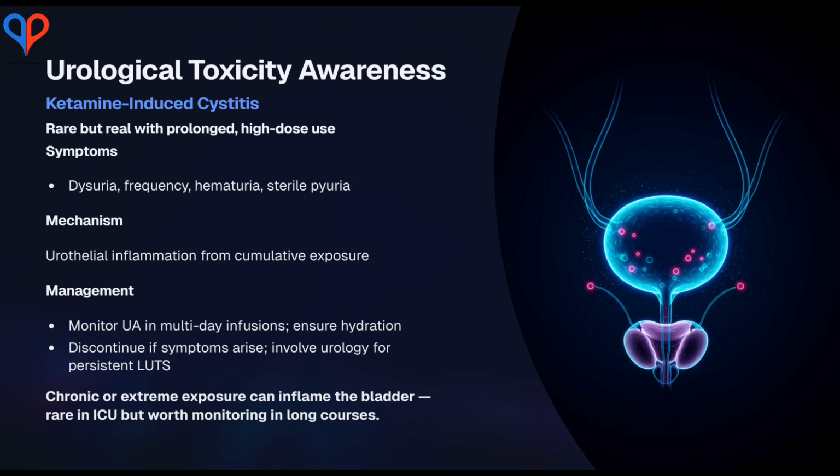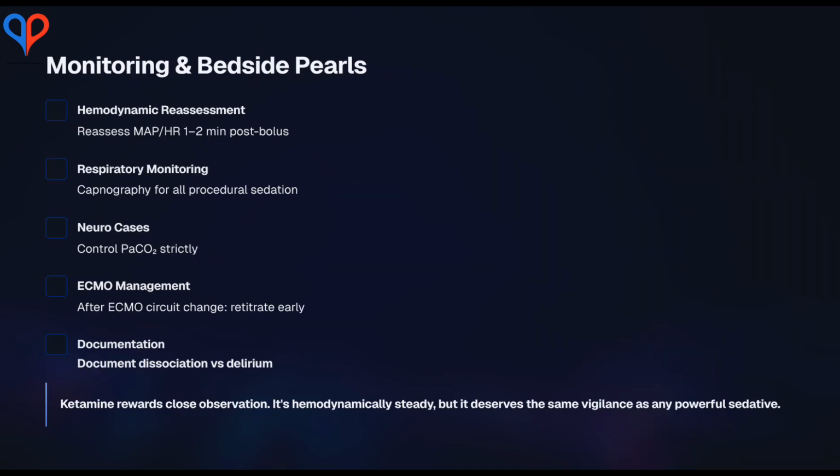Although rare in the ICU, urological toxicity can occur with long-term, high-dose exposure. Ketamine-induced cystitis presents with urgency, frequency, dysuria, and hematuria, typically with sterile pyuria. It results from urothelial inflammation and microvascular injury caused by ketamine metabolites. If prolonged infusions are required, obtain urinalysis every few days, maintain hydration, and discontinue ketamine if lower urinary tract symptoms appear. Most cases resolve once the drug is stopped.